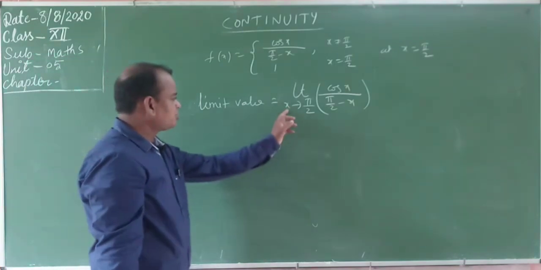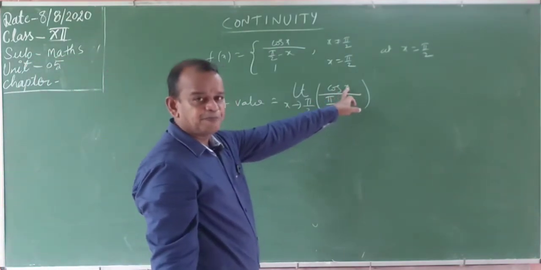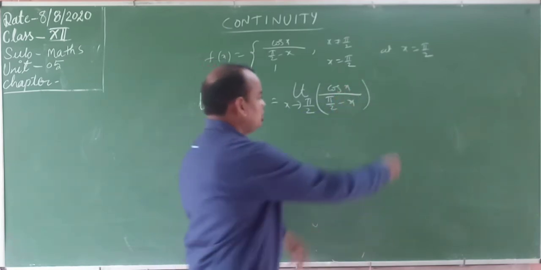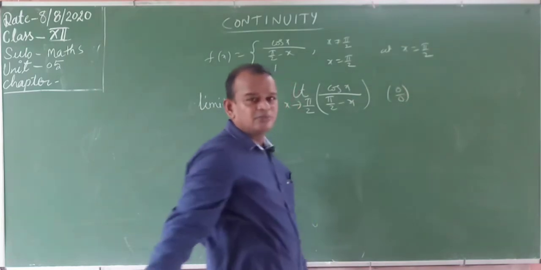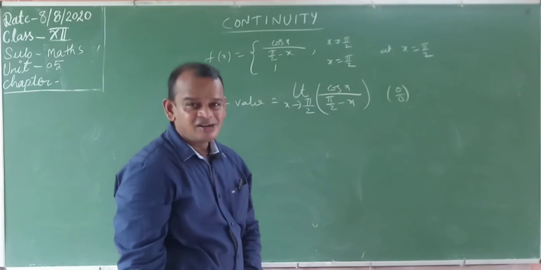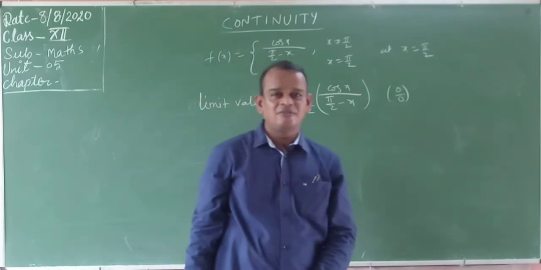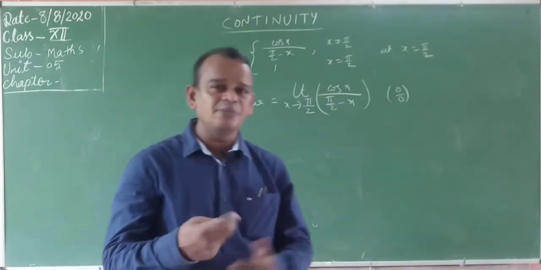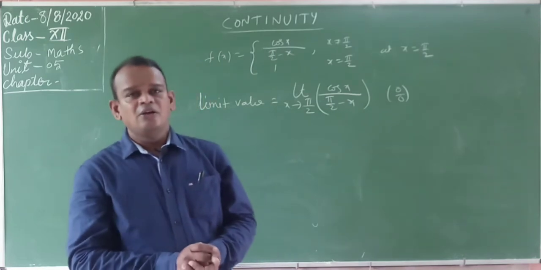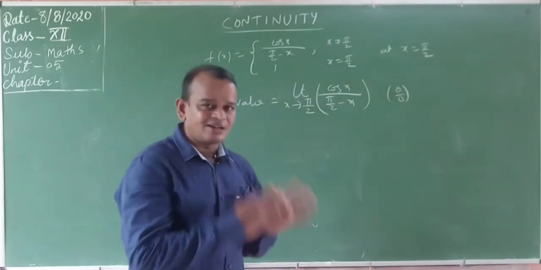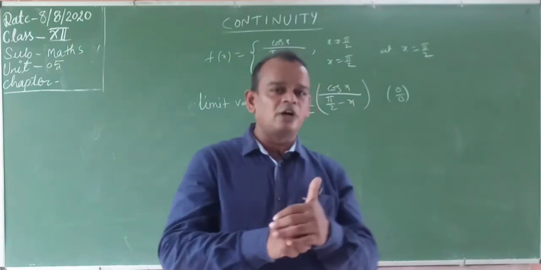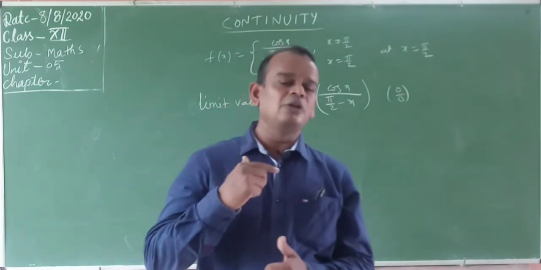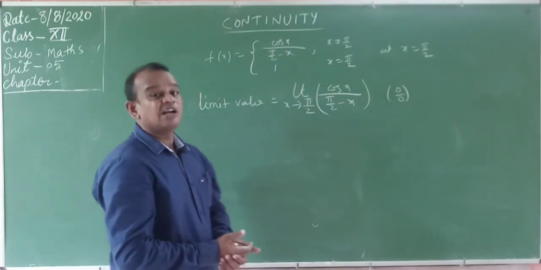You substitute x is equal to pi by 2. Cos 90 is 0, and pi by 2 minus pi by 2 is 0. So we get 0 by 0. That is called indeterminate form. What is the value of 0 by 0? It is not a value. Whenever you get the indeterminate form, that is not the answer. We will do the problem in another way, another method.